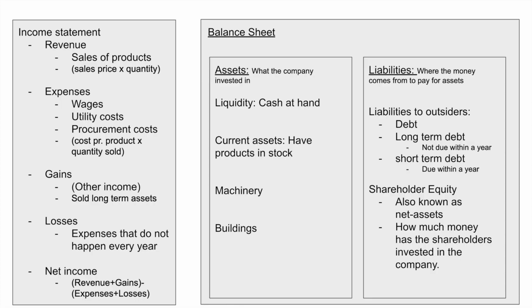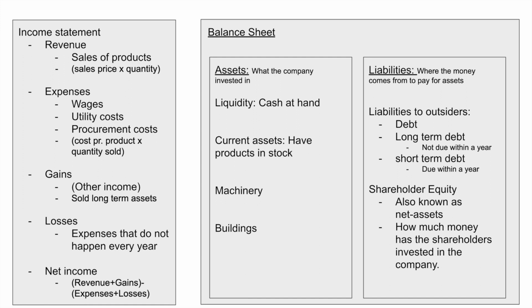So here we have the three main parts in the annual report. We want to look at the annual report because we want to understand how companies manage their economy. Because these thoughts and these ideas used by businesses can be used also in your private economy.